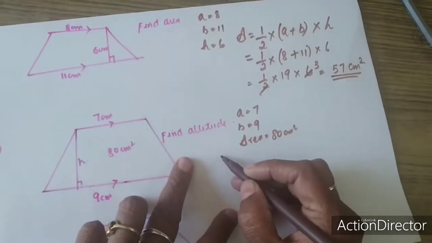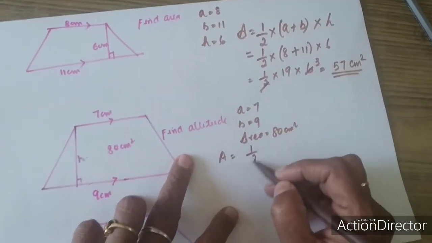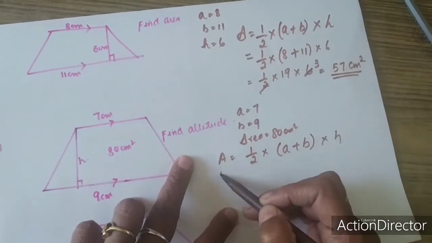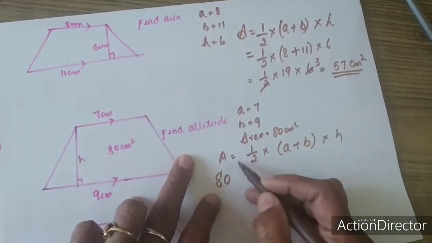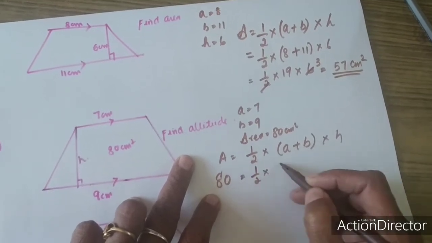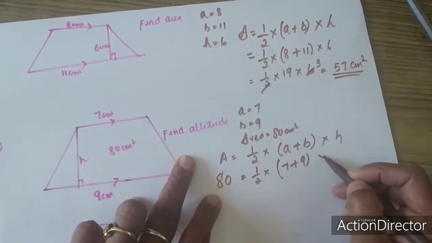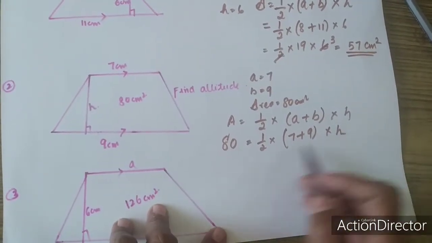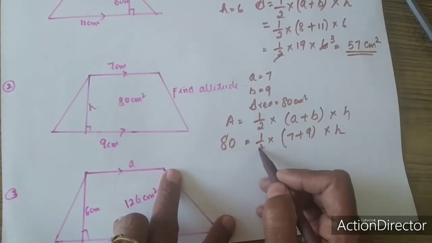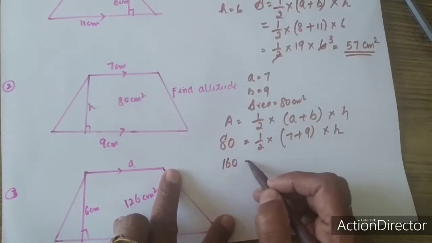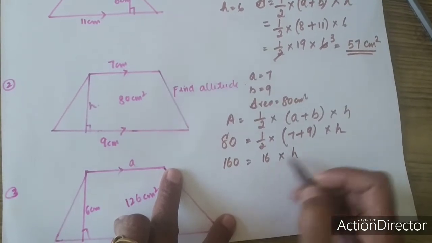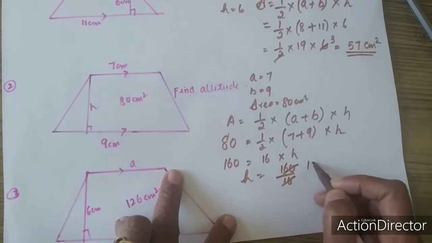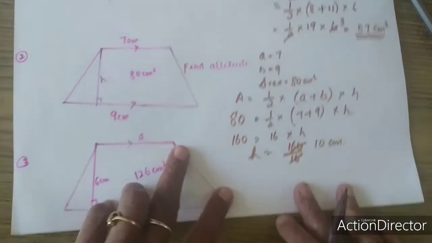So using the formula, area is equal to half into A plus B into height. Now area is given, so below A you write the area whatever is given. Half into A is 7, B is 9 and height is not given. You can take it as X also or leave it with H also. Now taking 2 to the other side, 160 is equal to 16 into height. Our height is equal to 160 upon 16, which is equal to 10 centimeter.